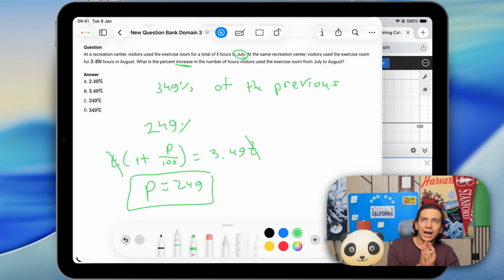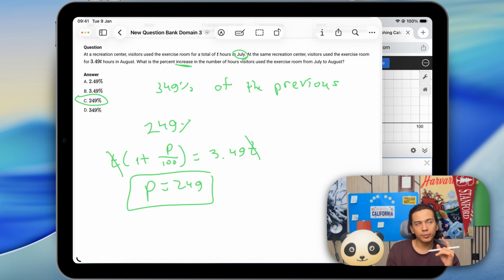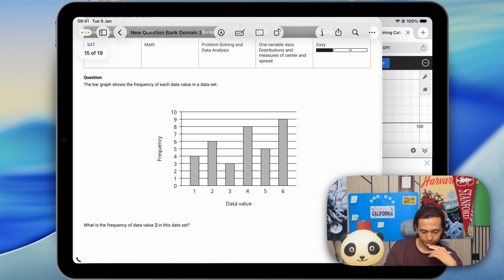In August you are exercising 349% of July, or you're exercising 249% higher than the number of hours that you exercised in July, right? So basically it's going to be option C. You really want to be careful when you have percentages, whether it's an increase or decrease by, or it's going to be of. So what is the percent from the previous month? It's 249%. What's the increase? You want to subtract the initial 100% out, right? So option C would make sense.